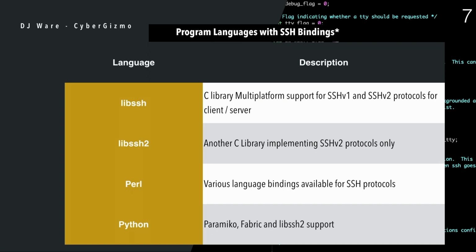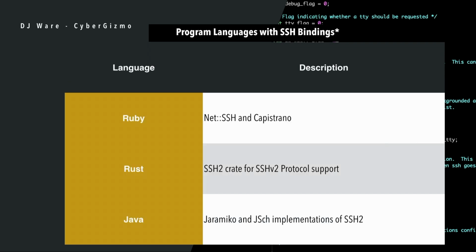You have libssh, which is an older library. It supports both V1 and V2 protocols. SSH2 only supports V2, so a nice security feature. Perl has various bindings available for SSH support. Python has Paramiko, Fabric, and libssh2 as well. Ruby has Net::SSH and Capistrano if you're writing applications in Ruby, and Rust has an ssh2 crate that supports SSH v2 only. Java has Jargon and JSch implementations of SSH2.